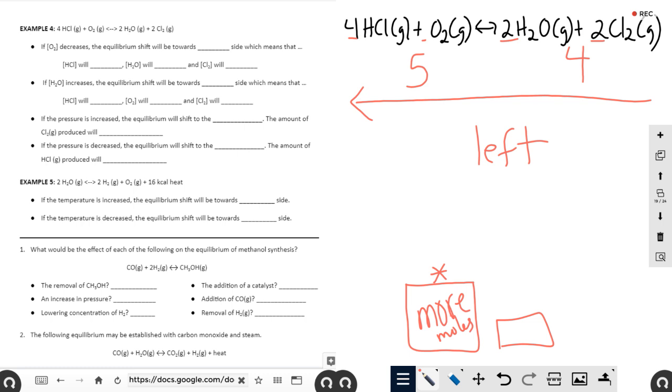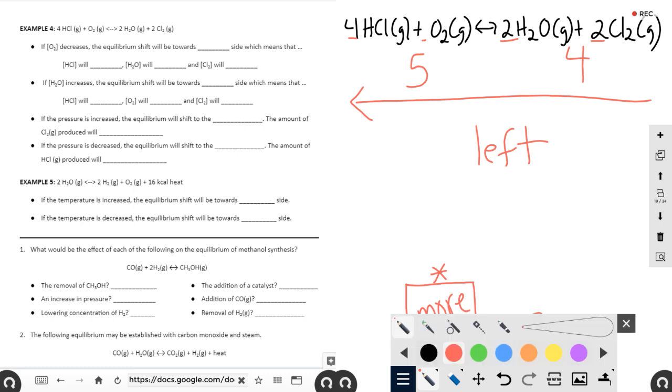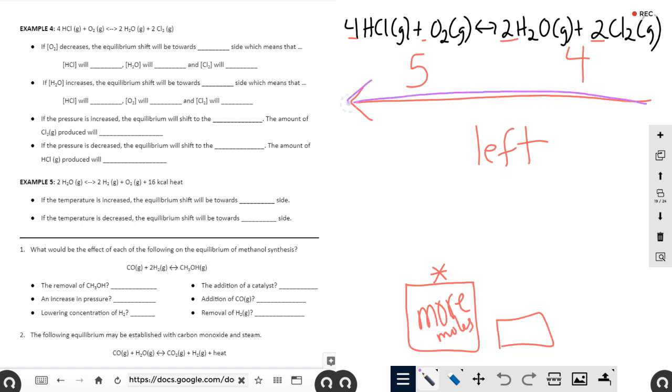And now I need to know what happens to something else. So let's switch a color. As the equilibrium shifts this way, this will get used up, this will get used up. I will make more of this and make more of this. So HCl will go up because I'm making more. All right?